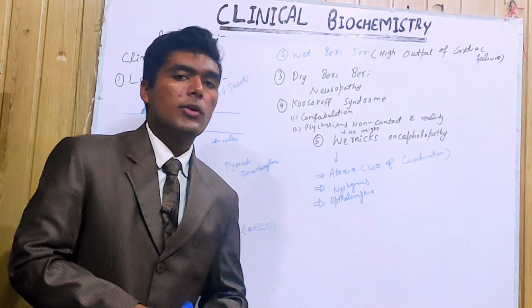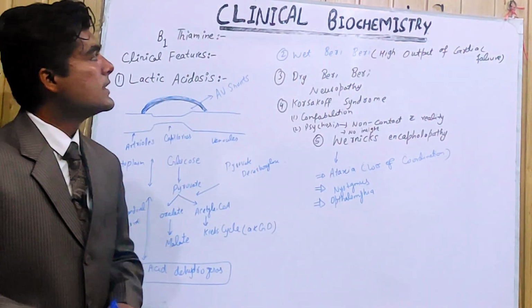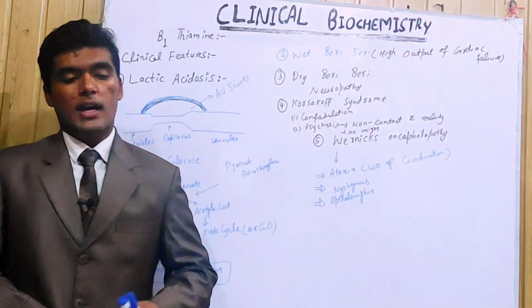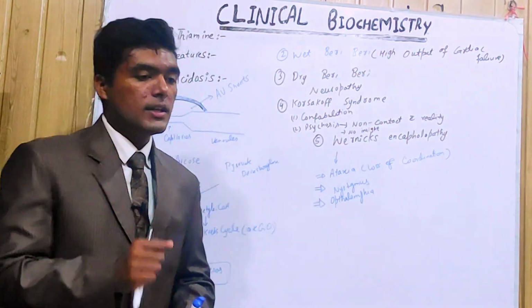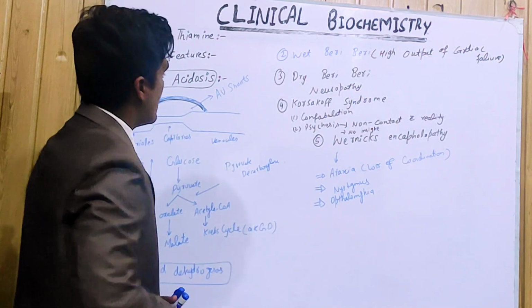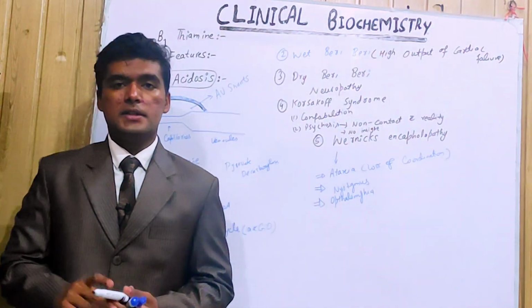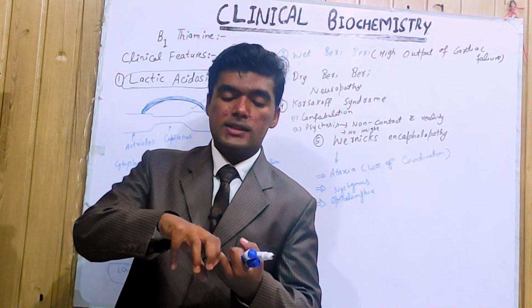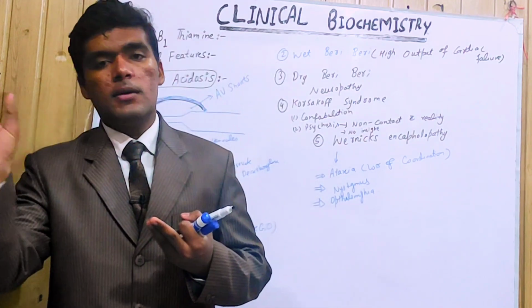Now we are going to talk about the clinical features of B1, and the first clinical feature is lactic acidosis. Lactic acidosis is basically a condition where lactic acid builds up in the cell and where oxygen level becomes low.